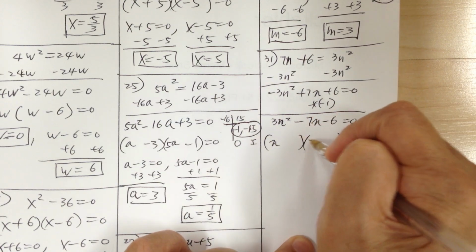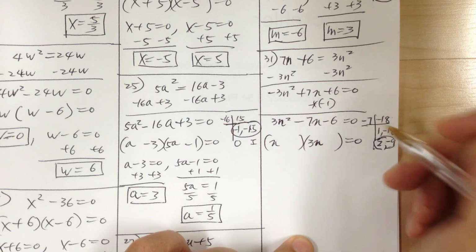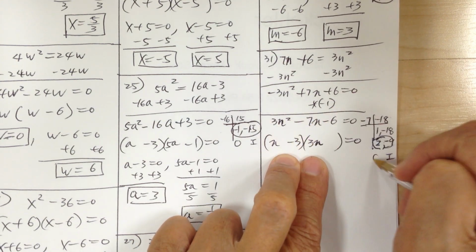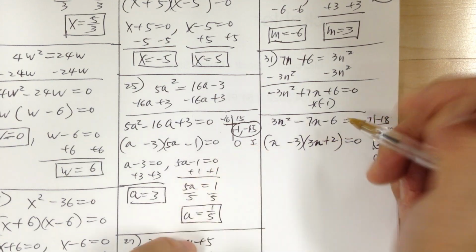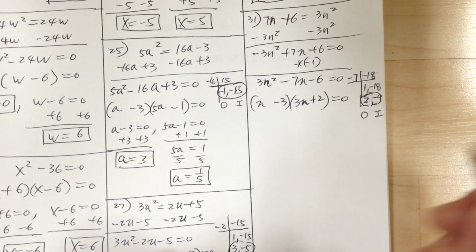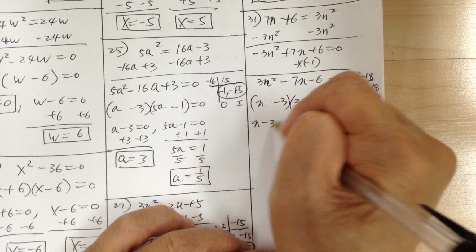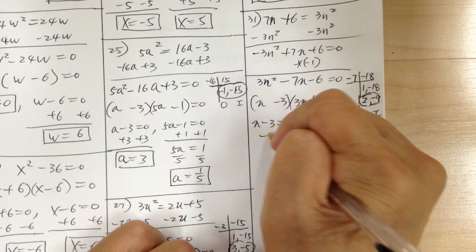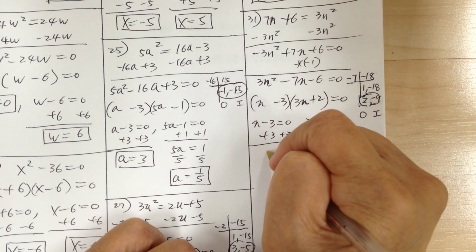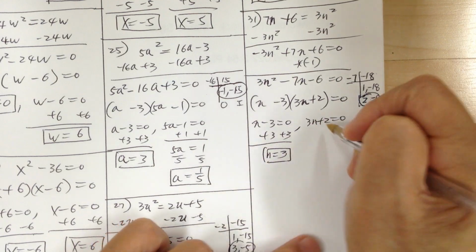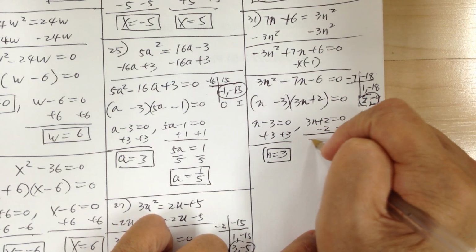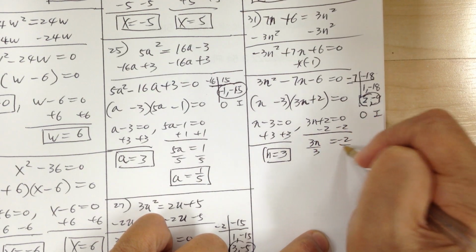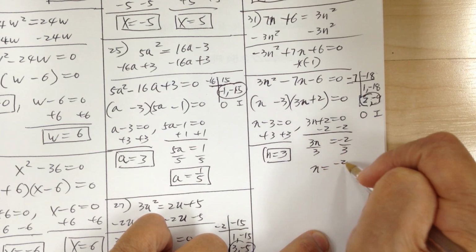So start with n and 3n. This would be the inside, so it would be minus 3. This would be the outside, so it would be plus 2. Set equal to 0, and you solve. Plus 3 on each side, so you get n equal to 3. This one you minus 2 on each side, so 3n equal to negative 2. Divide by 3, divide by 3, so n equal to negative 2 over 3.